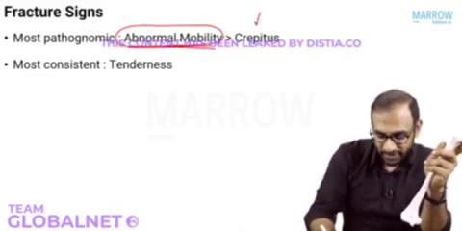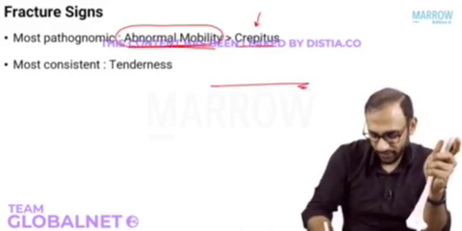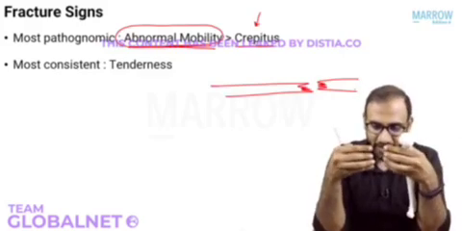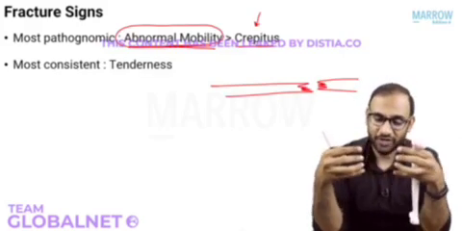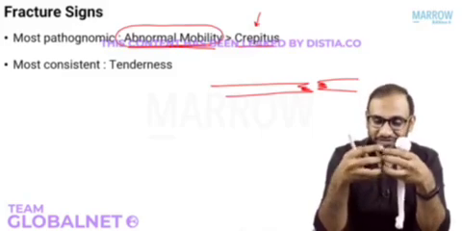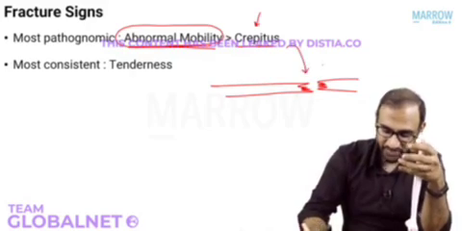Now, in olden days, crepitus was considered as the pathognomic sign. What is crepitus? Suppose this is the bone, fractured. Now, when the bone is fractured, there are ends of the bone which are serrated like this. Now, when you rub them against each other, you will feel crepitations. This is known as crepitus of a fracture.